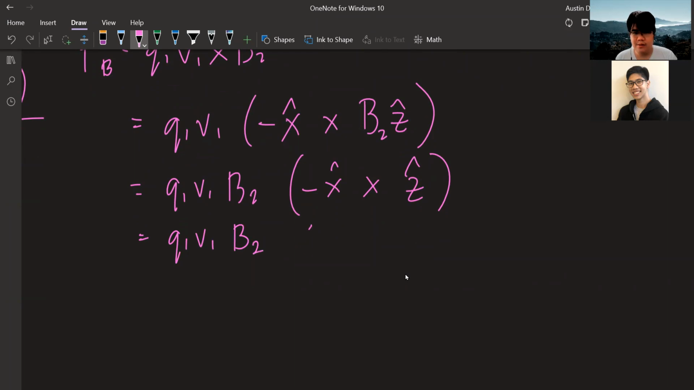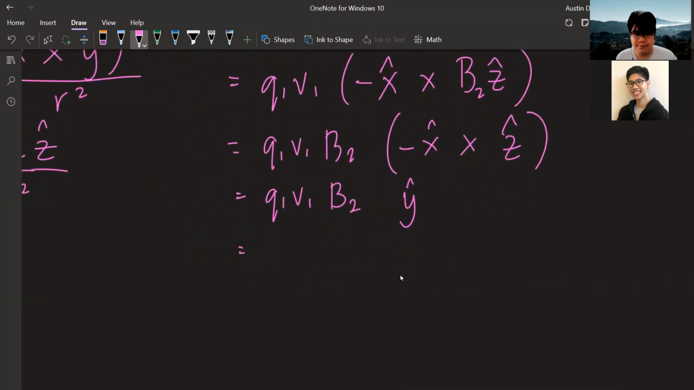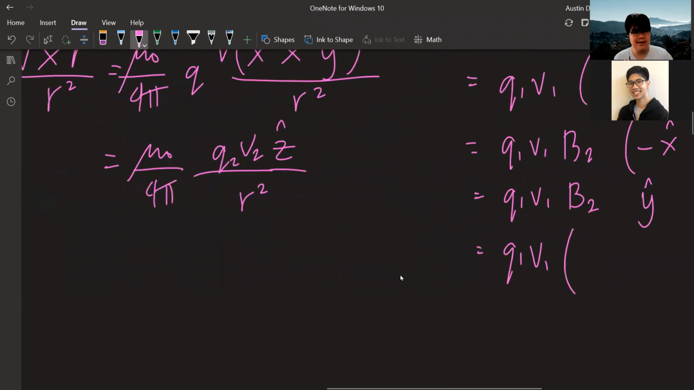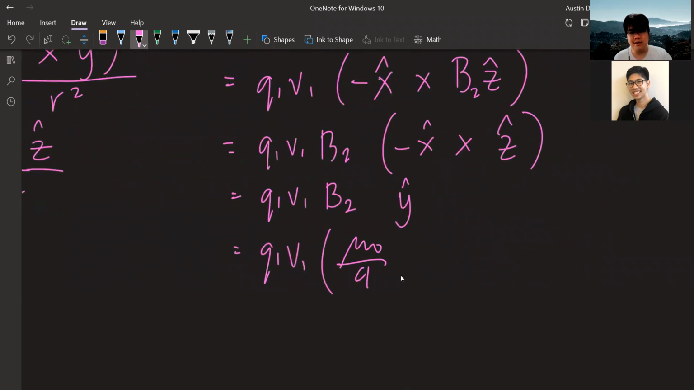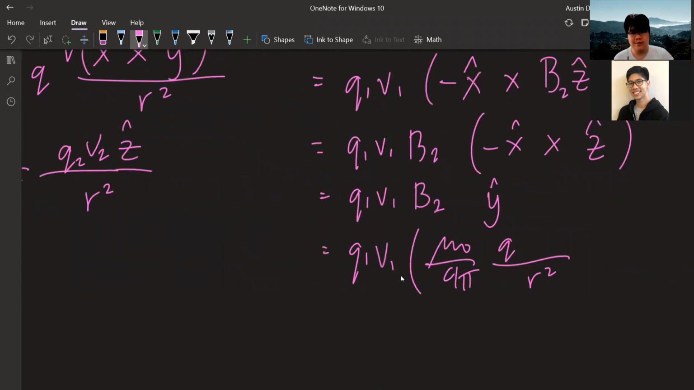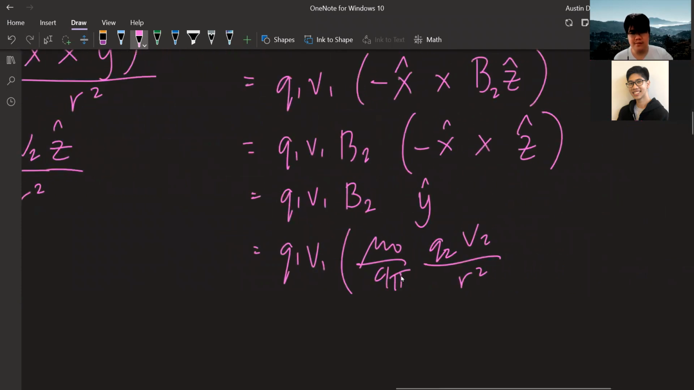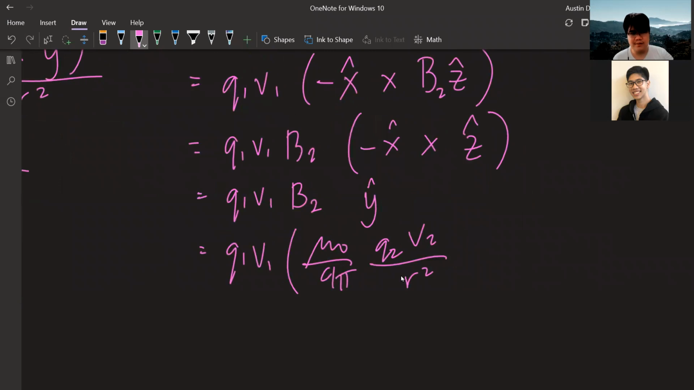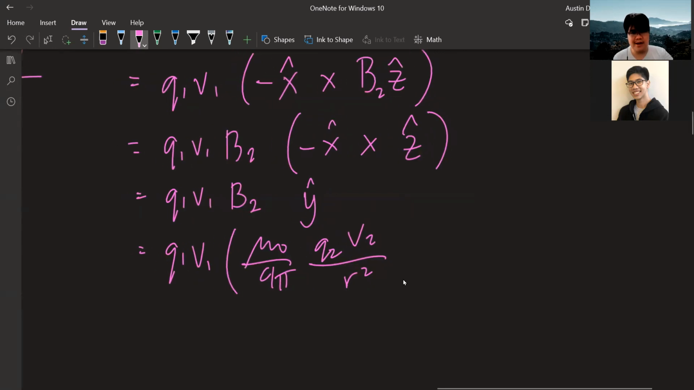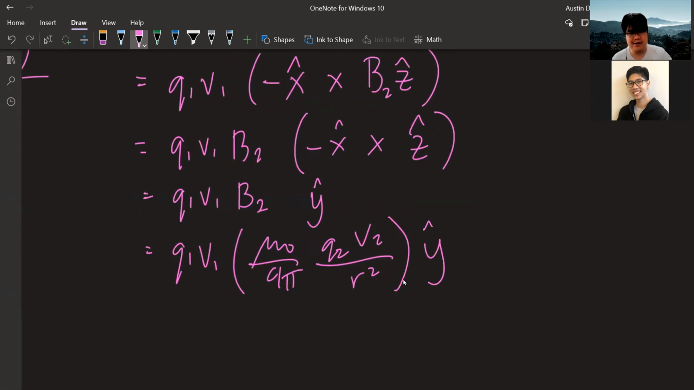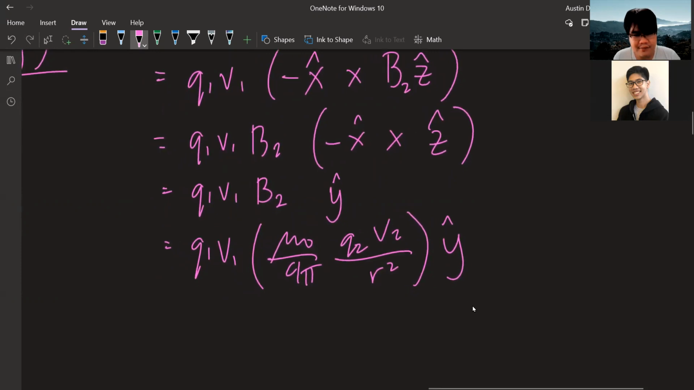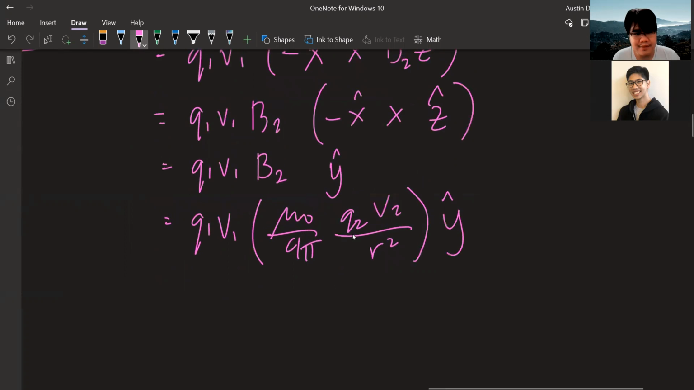B2, Y hat. And then, yung B2 would just be the things that we have obtained there. Mu naught over 4 pi. And then, over R squared, Q2, V2. Ay, wala nang Z hat kasi ginamit ko na yun. Magnitude lang pala kailangan. Ayan. Okay, yan. So you have that answer.